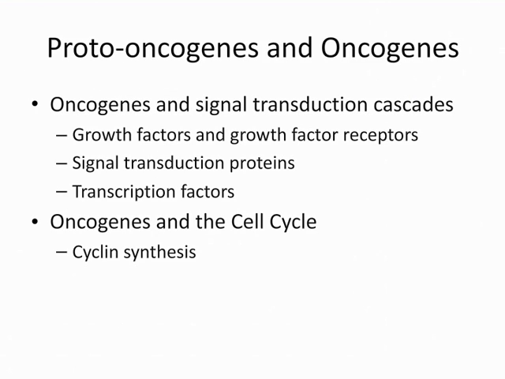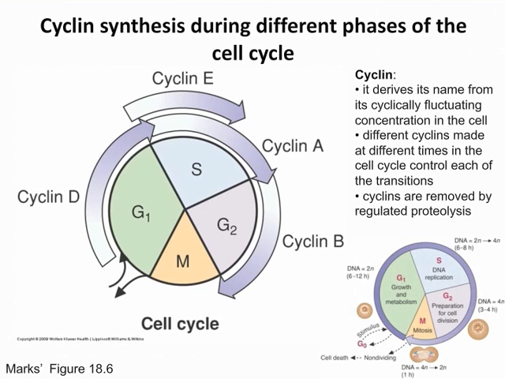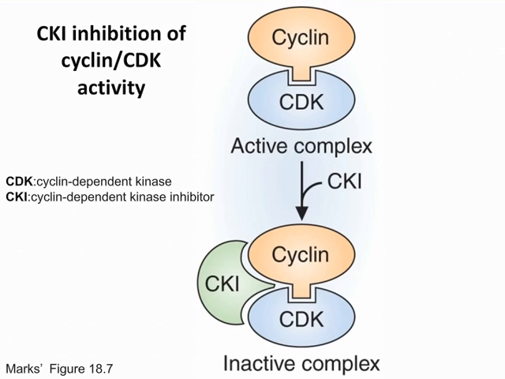So next we'll talk about oncogenes in the cell cycle. So before we talk about how it affects cancer, we have to understand the cell cycle. So cyclins and cyclin-dependent kinases control the progression from one phase of the cycle to another. So here's just showing how CKI, which is your cyclin-dependent kinase inhibitor, can inhibit the cyclin and CDK activity. So at the top we have an active complex, cyclin and CDK, but if CKI comes into the picture, then it makes it an inactive complex.